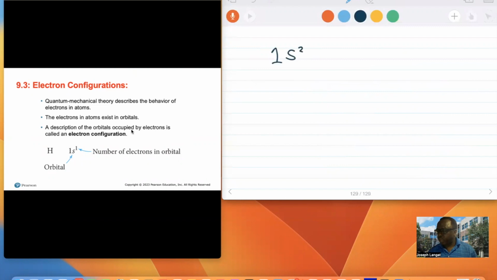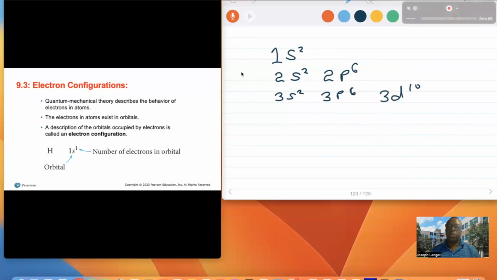1s2, 2s2, 2p6, 3s2, 3p6, 3d10. Let me just stop here for a minute and explain what is going on here.